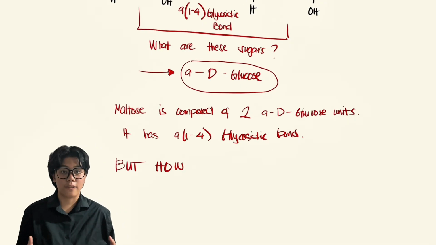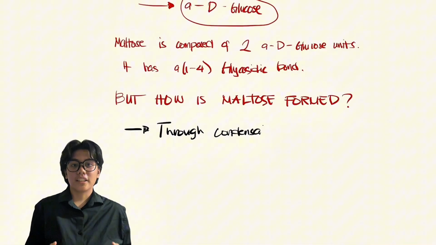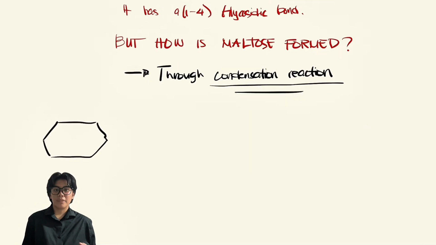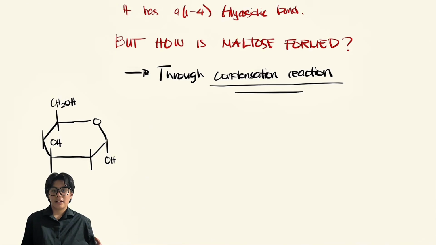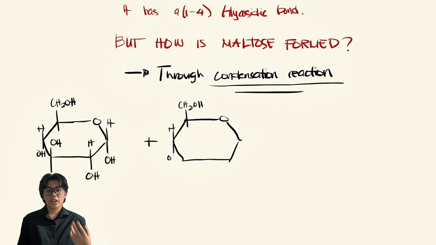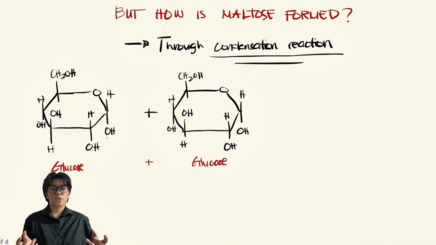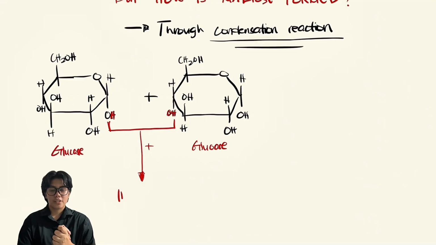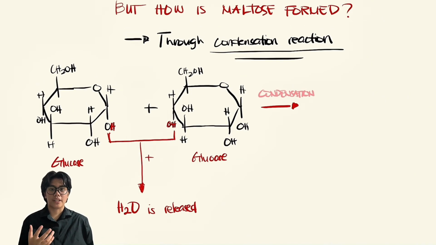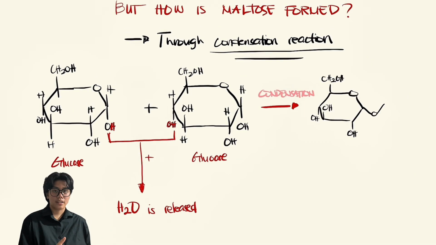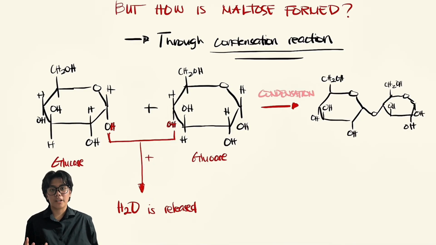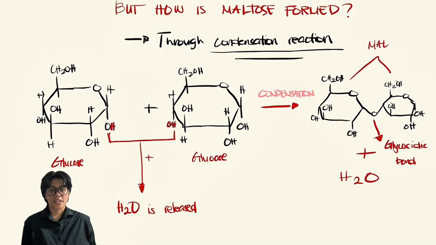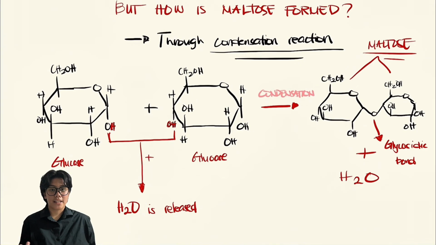Now, how is this bond formed? It's formed through a condensation reaction. Now, meaning, what happens is that a water molecule is released and the two sugars are joined together. So that's why the final products of this reaction are maltose plus water. And another thing is that the alpha bond actually plays a key role because specific enzymes recognize this bond and act on it during digestion.